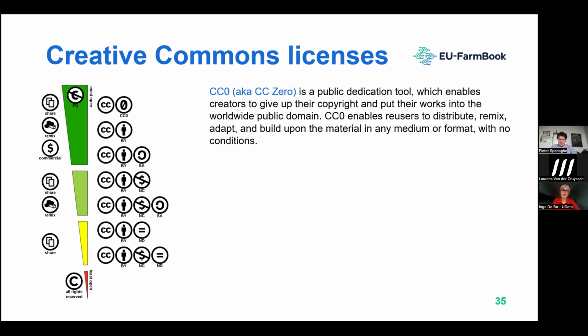I really like this figure because it also shows you that depending on what is allowed, you are choosing for a very open license. And the most open is, of course, the CC0, because then you give up your copyright and you just put it into the worldwide public domain. Or you can say it's only the share and always with attribution, always with giving credit to the creator. And most closed is then all rights reserved.